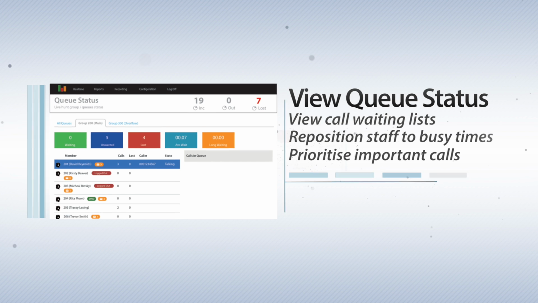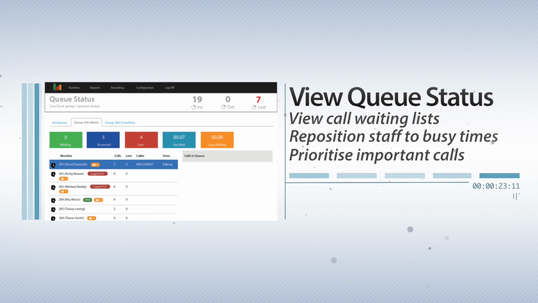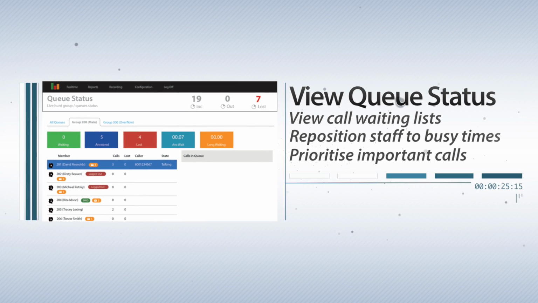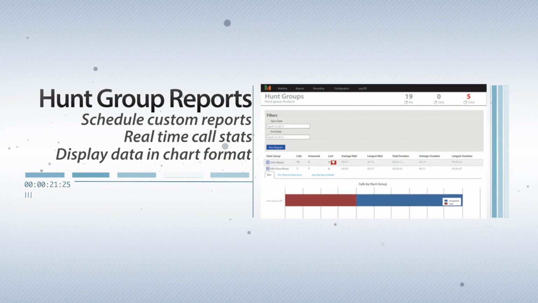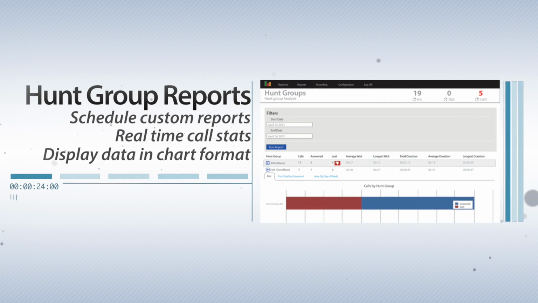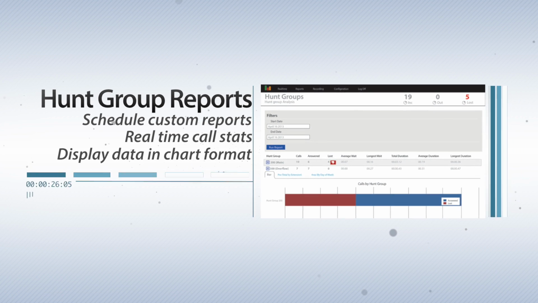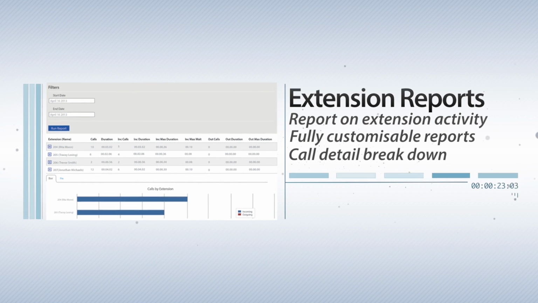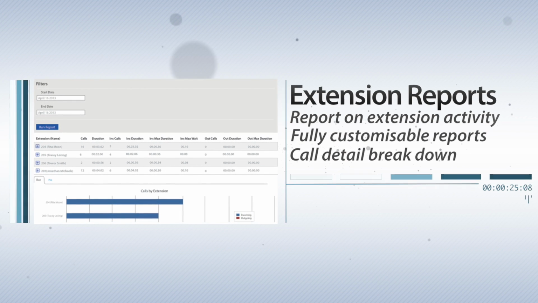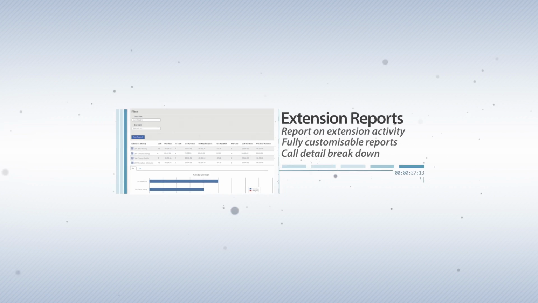With queue status monitoring, you can see how many callers are waiting, how many are key accounts, and which areas of the business need improvement. Real-time reports on hunt groups allow for a more efficient and effective way to stay informed and up to date with all recent activity. Configuring a wide variety of informative reports on all phone activity for selected extensions throughout your sales floor has never been simpler.